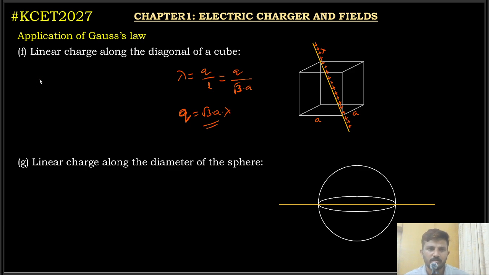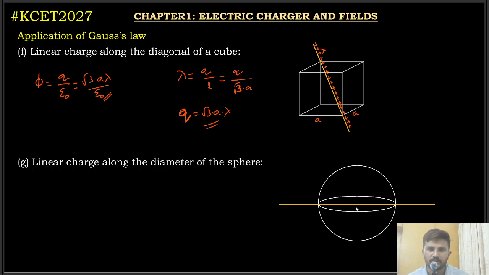Now what is the flux? Flux is given by q by epsilon naught from Gauss law. What is q? Root 3a lambda by epsilon naught.